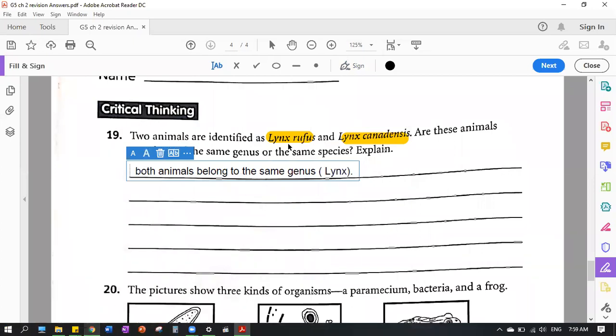So now you know why they are so close. Can you see how the genus is so close, guys, when they both belong to the same genus? Yes. Okay. But again, from the book, both animals belong to the same genus.